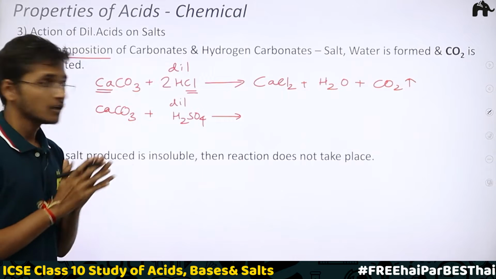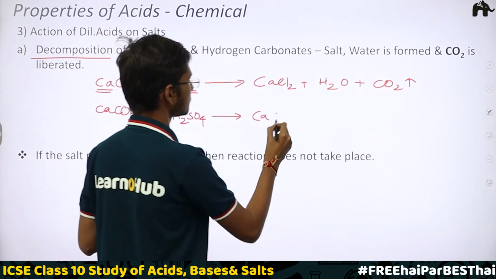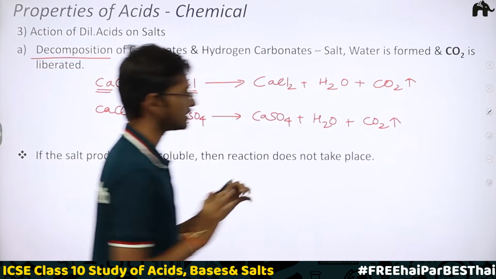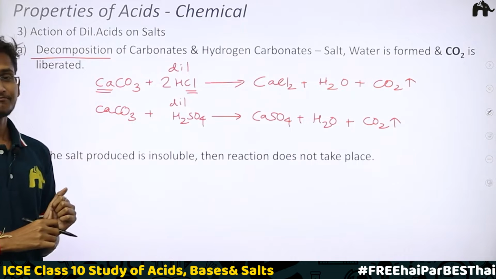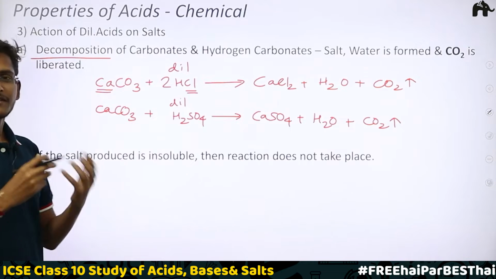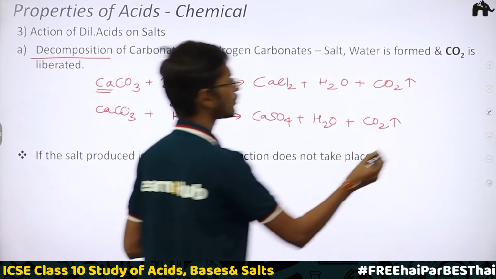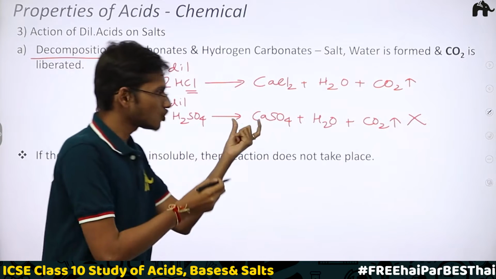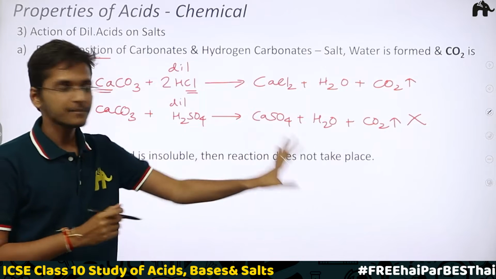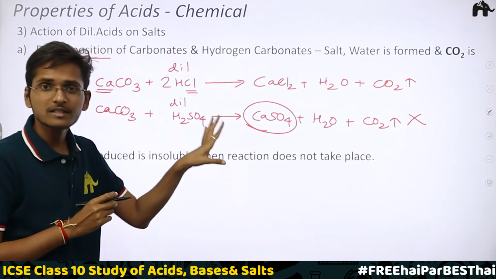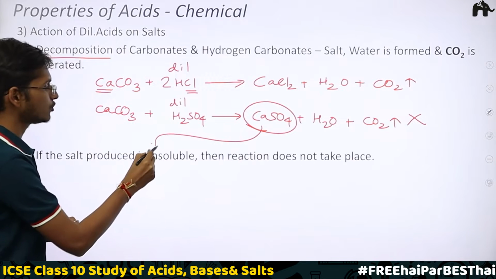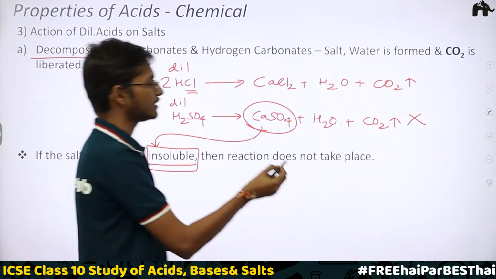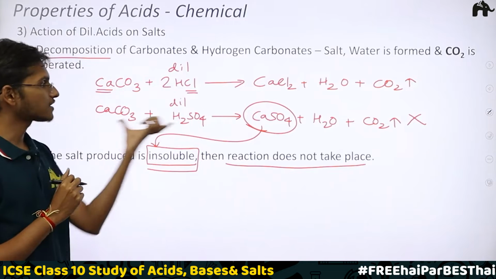Okay, so I hope you would have tried. What your answer would be, I would write here: calcium sulfate, water, and carbon dioxide, and carbon dioxide is released. But I am feeling very disappointed to tell you that this reaction will not take place. Now why is this so? This is the twist in the story. The salt which would be formed, if you have written it rightly, would be calcium sulfate, right? But since this calcium sulfate salt is insoluble in water, the reaction does not take place.